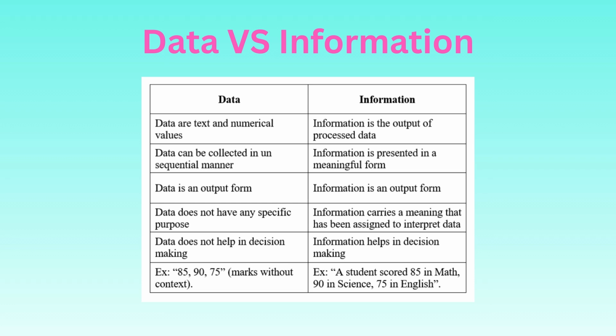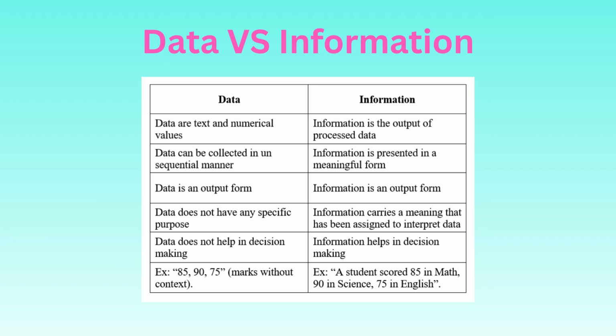Next, data is an input form. See, the next one: information is an output form. It can be put out in a meaningful manner by information, which undergoes processing. And that same information is the output form of data.